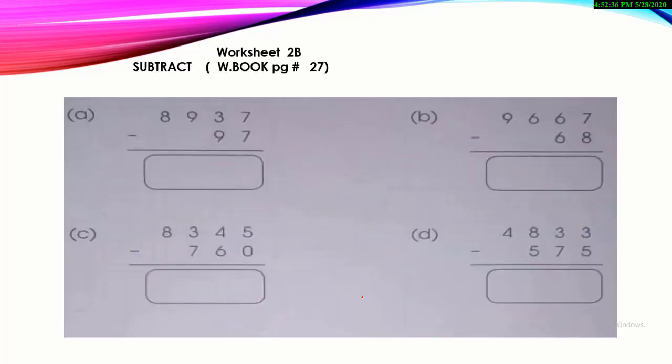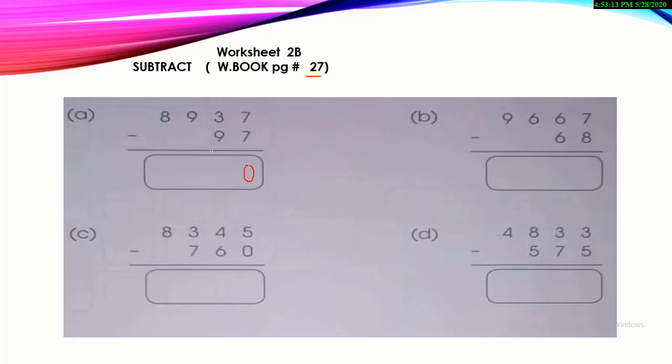Okay, this is something very easy, but I just took the picture because I want you to do it with me. So let's do it, but I will help you to solve only one or two examples. These are all practice questions in your workbook, page number 27. So my students, take out page number 27 and solve these questions with me. 7 minus 7, answer is 0. Yes.